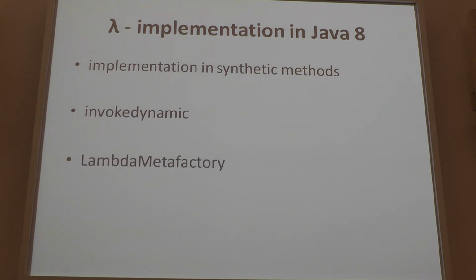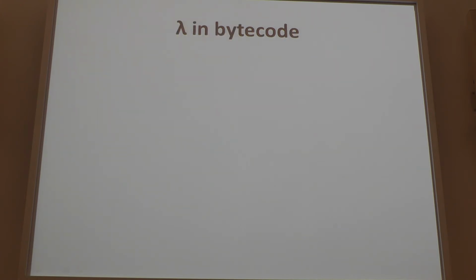Basically, there is some clever class that is shipped with the JDK that will take the reference to this synthetic method. It will take the interface that it has to be compatible with the expression, and it will dynamically create an instance of the functional interface. So let's look at an example.